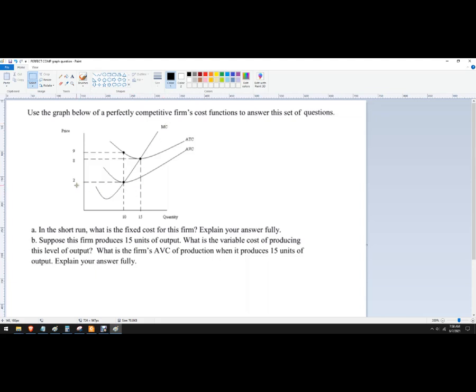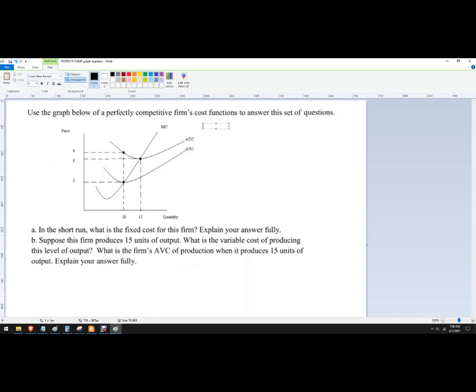So for example, if the price in the problem or the market is $2, follow this out to where it hits marginal cost and we'll produce 10 units. Okay, it's not really what we're facing here, but it's important to know. In the short run, which just means that there are some fixed costs in the market. What are the fixed costs for the firm? Explain your answer fully.